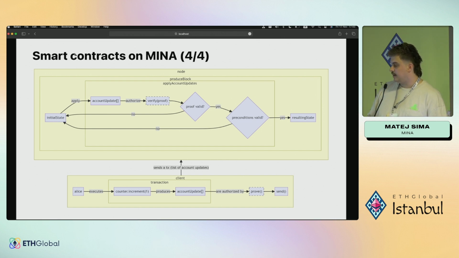So once the list of the account updates gets sent to the network, the block producer iterates over all the account updates and tries to verify the proof attached with every account update. If it's valid, then it also checks the preconditions. And if all of these things end up being true, then it applies the account updates to the state. So therefore, you have a transition from the initial state to the resulting state on the L1.